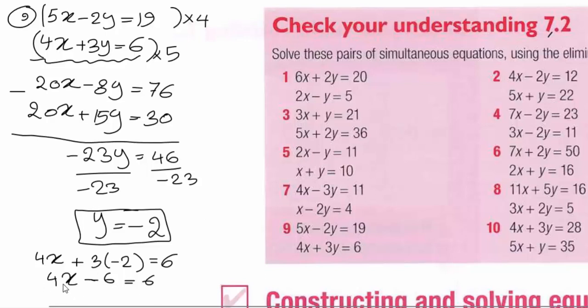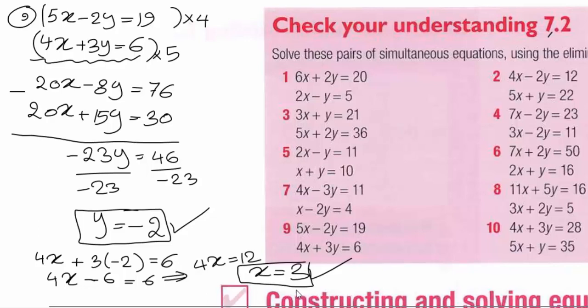It means 4x is equal to 12 because 12 minus 6 is equal to 6. Or you can say plus 6 on both sides. You see 4x is equal to 12. 4 times which number is 12? 3. Well, x is equal to 3. We got the value of y, we got the value of x, we are done.